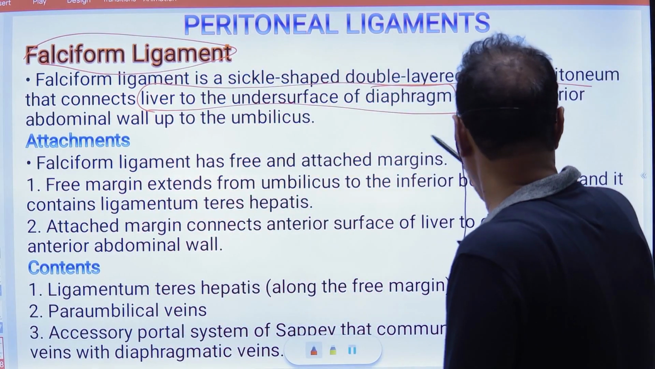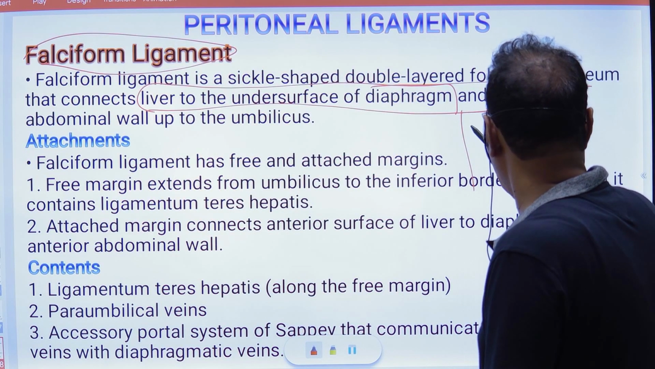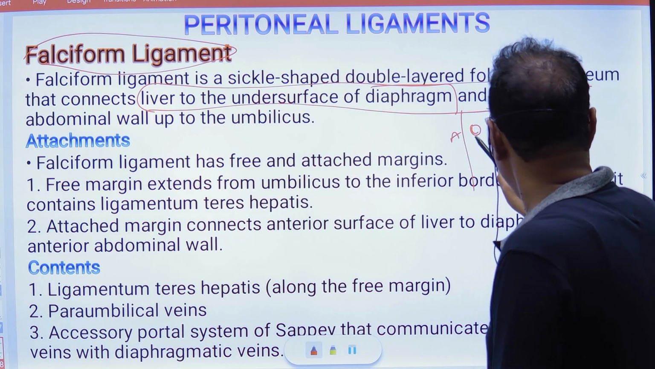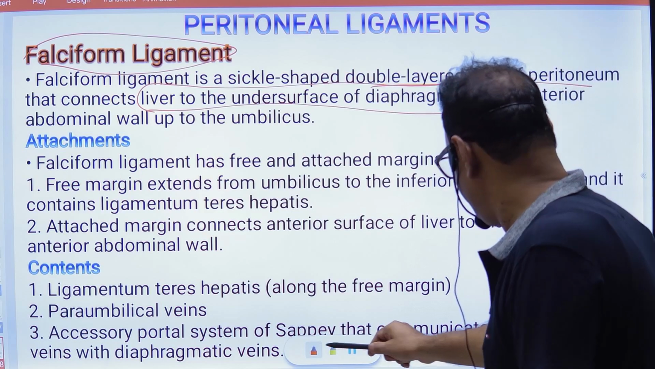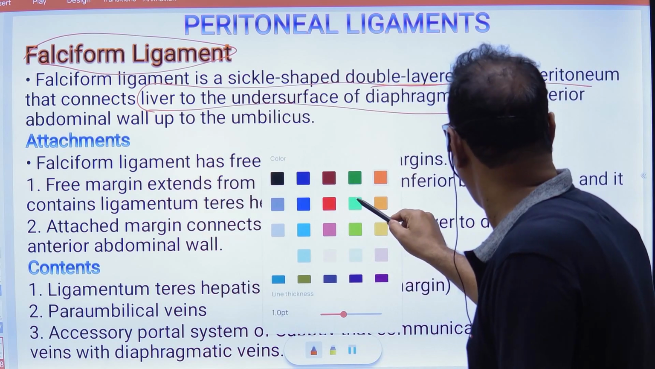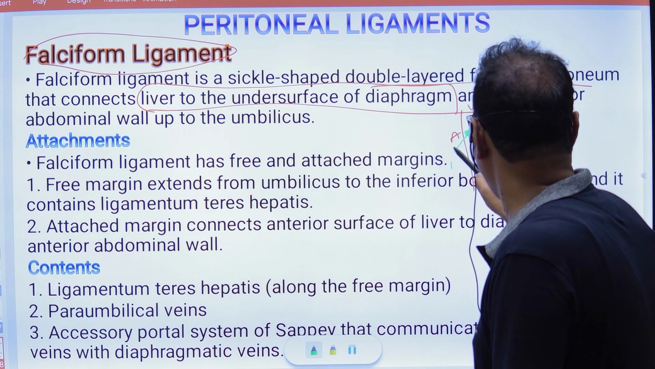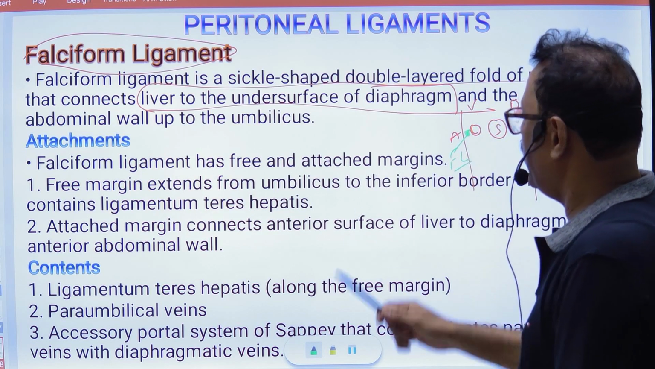When we divided this abdominal organ, we have the stomach over here, so the liver is over here. This is the anterior and this is posterior. So this is the ventral mesogastrium, this is the dorsal mesogastrium. This is the falciform ligament, which connects the liver to the anterior abdominal wall.